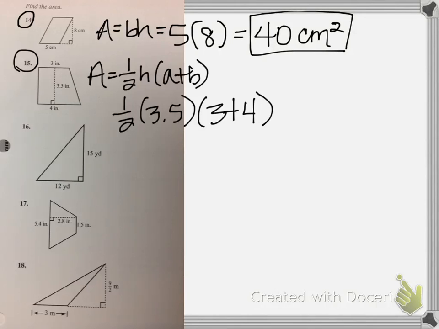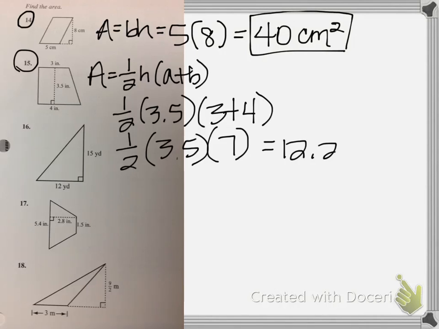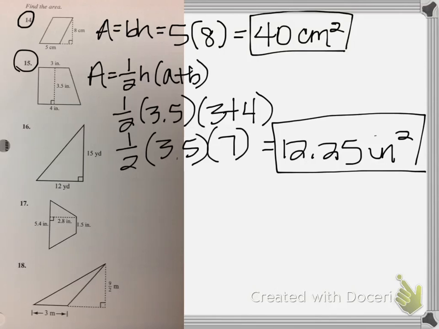Order of operations tells me I have to do my 3 plus 4 first. Once I have that done, now we just multiply everything together. 1/2 times 3.5 times 7 ends up being 12.25, and this is square inches.